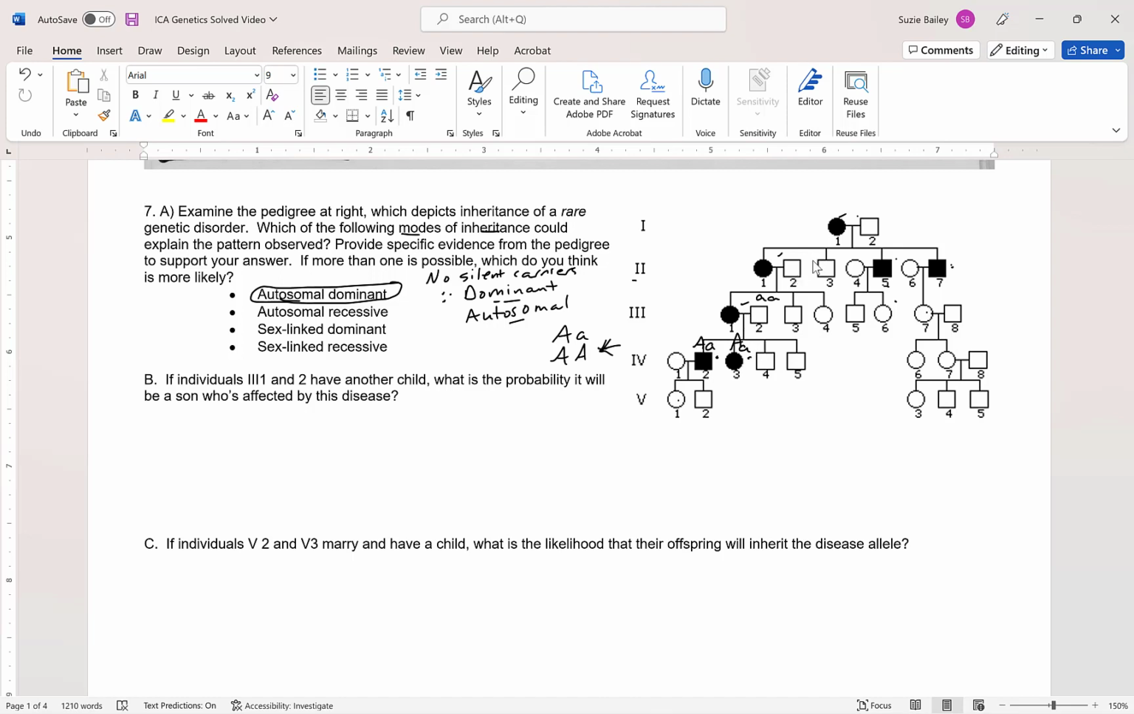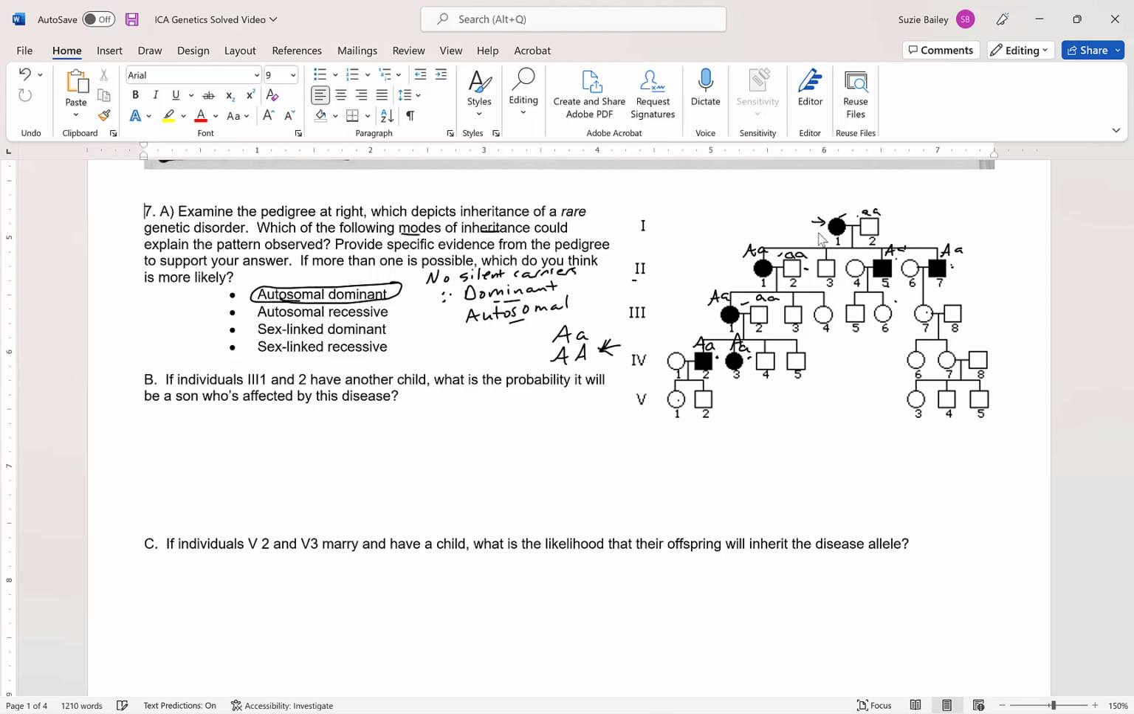So we can assign genotypes like so. And we see that same pattern throughout the pedigree, where all of these affected individuals have one parent who is unaffected and therefore must be homozygous recessive, right? And so we can assign genotypes to all of these affected individuals. They must be heterozygous.